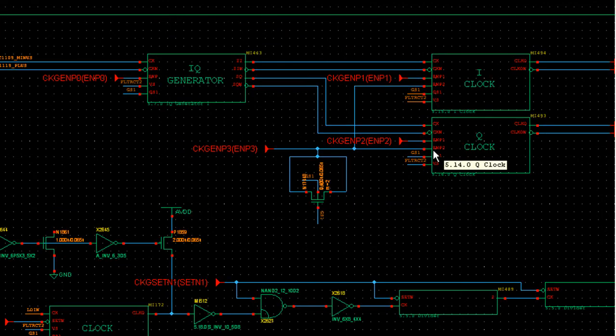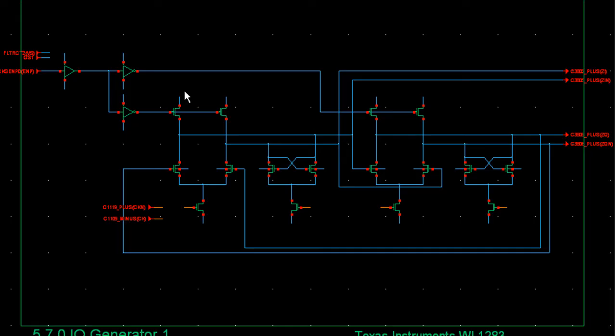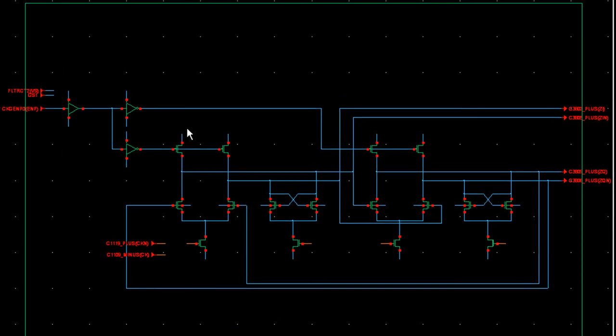As you know, there are several implementations of the IQ generator, including the famous RC-CR network, or resistor capacitor, capacitor resistor network. For this chip, the IQ generator consists of a master latch that generates an I signal and a slave latch that generates a Q signal. Master latch, slave latch.